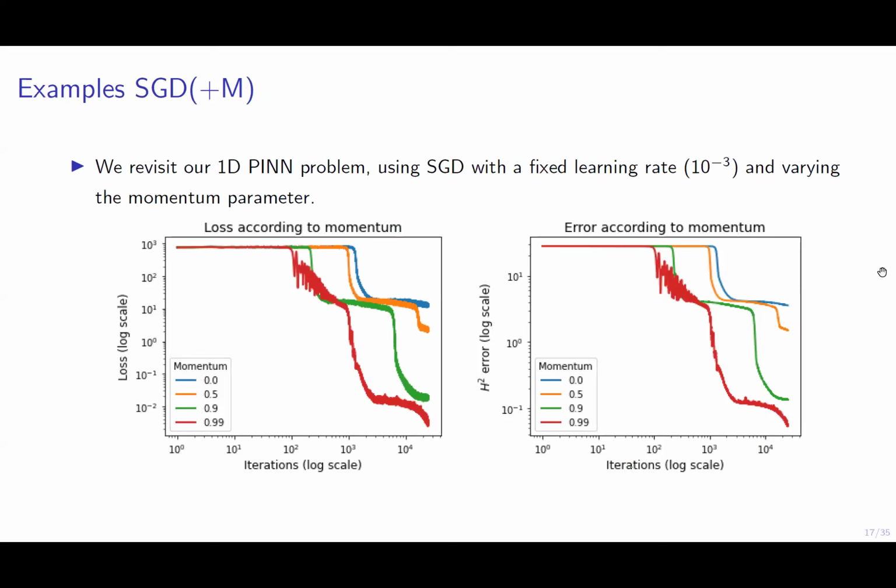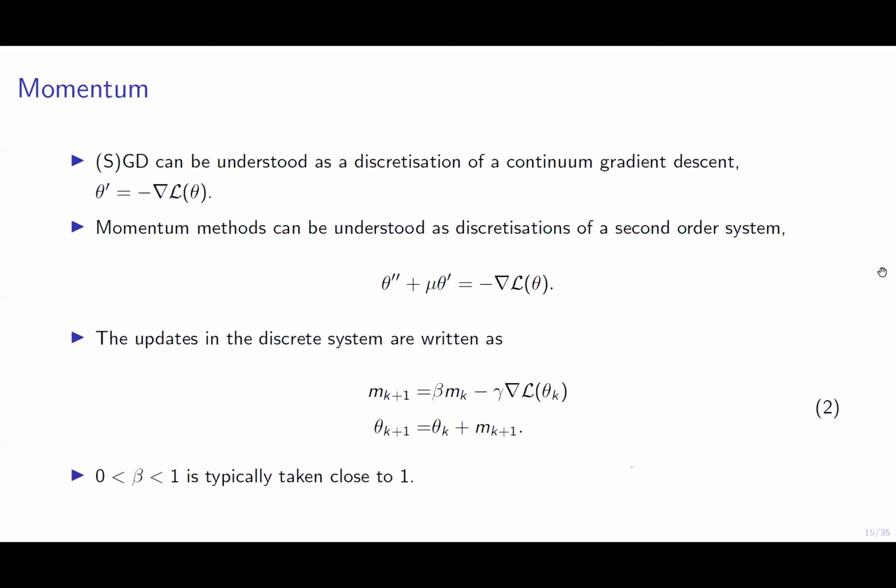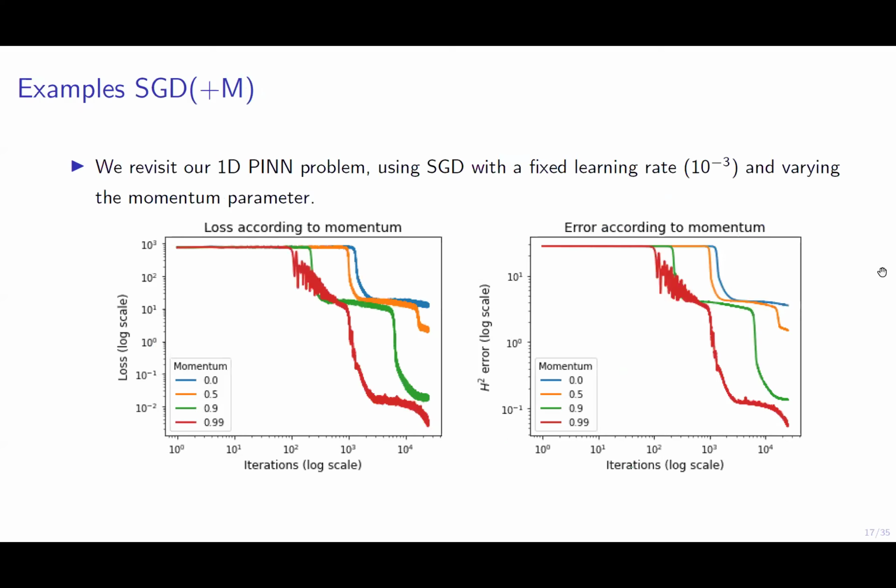So now in this case, I'm going back to our really simple 1D pin problem. So we just have u'' equal to f. And I'm taking the learning rate to be the same, and all I'm going to do is vary the momentum parameter. So this is just SGD with momentum, which is precisely this update rule, and the momentum parameter is this beta that we have here. And we can see quite a significant difference depending on the momentum parameter.